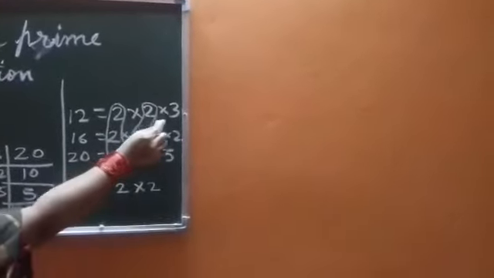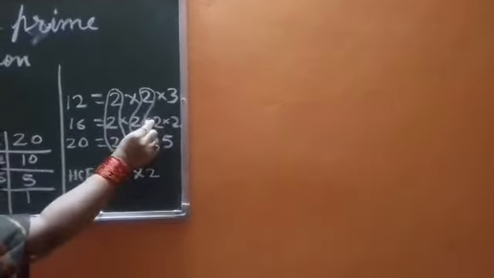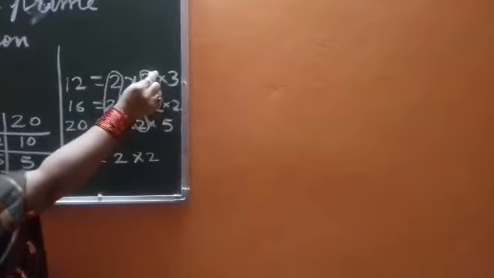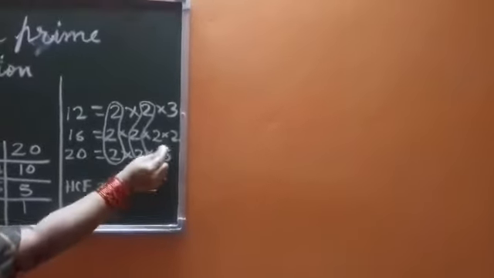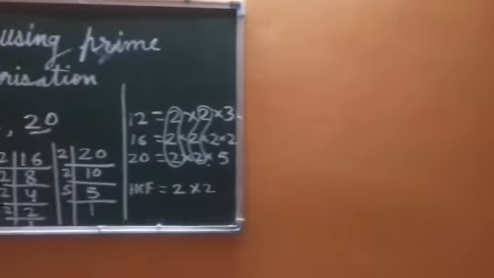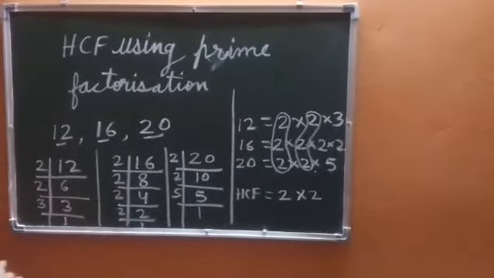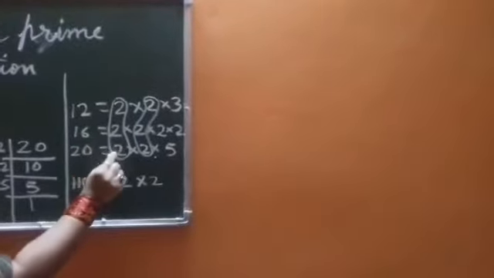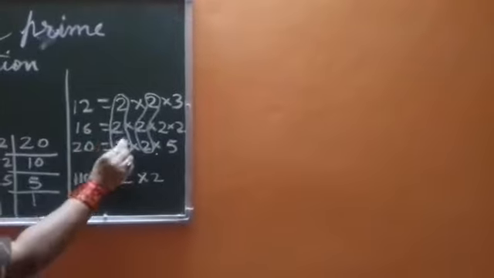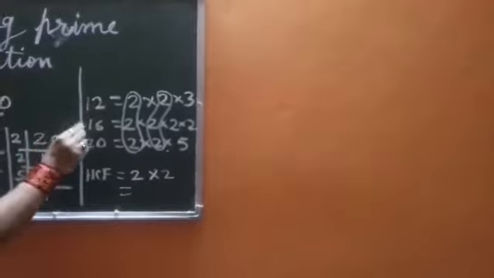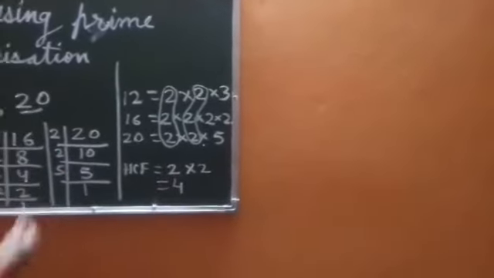Now see children, this 3 is here, but it is neither in 16 nor in 20. So this 3 we will leave. Here there are more 2s, but now this 2 is neither in 12 nor in 20. And 5 is only in 20, it is not in 12 and 16. So all these numbers we will leave. We will take only those factors which are there in all the three numbers. So this 2 is common in all and this 2 is common in all. So we will take only these two. So the HCF of 12, 16 and 20 is 2 twos are 4.